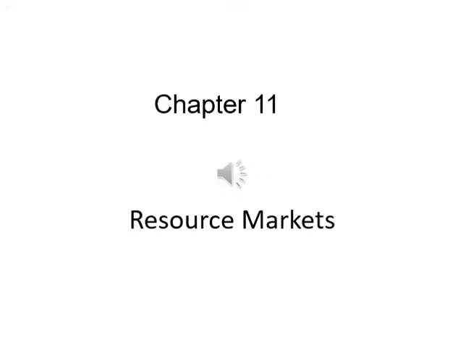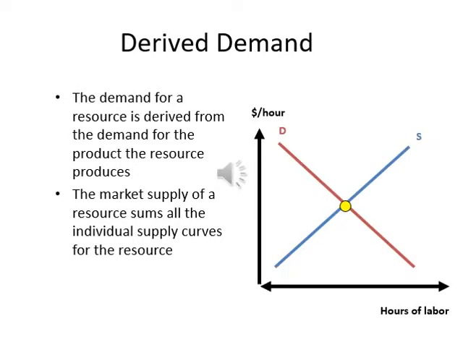Chapter 11 discusses resource markets. Derived demand is: the demand for a resource is derived from the demand for the product the resource produces. The market supply of a resource sums all the individual supply curves for the resource.